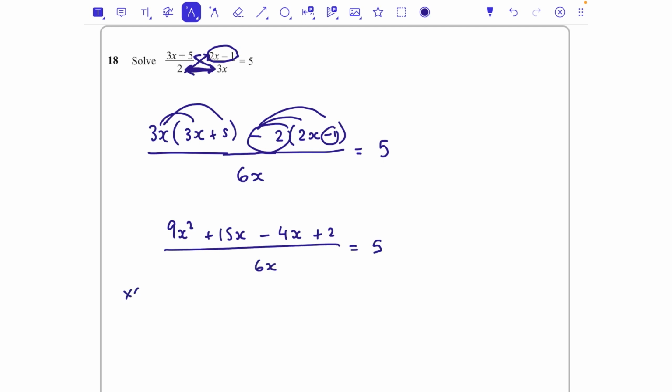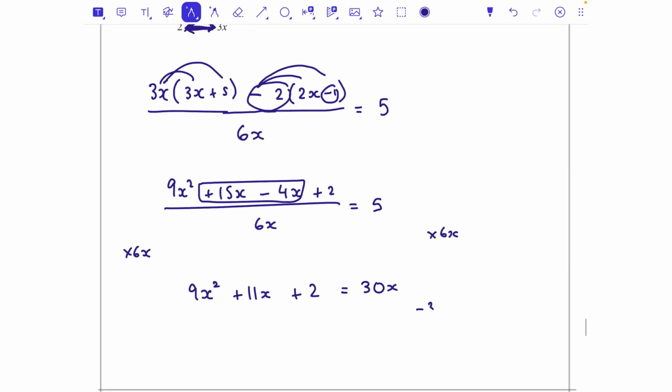Now let's get rid of that fraction by multiplying both sides by 6x. So I've got 9x squared, add 11x, because I've got 15x take away 4x, add 2 equals 30x, and then we're going to take 30x away from both sides because this is a quadratic, so I want it to equal 0. So 9x squared minus 19x, add 2 equals 0.